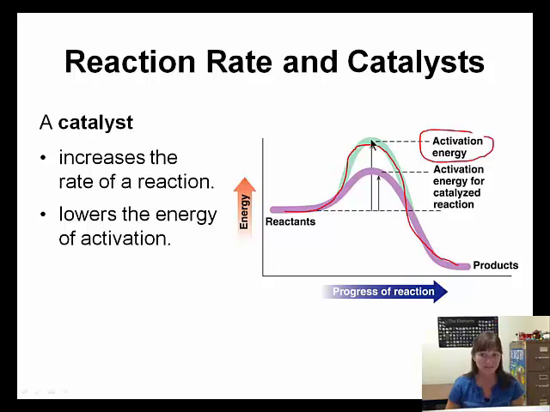You needed this much energy to get the reaction to start. If you put a catalyst in, a catalyst lowers that activation barrier. It lowers the activation energy needed for the reaction to happen. So you can imagine that the molecules don't need as much energy when they bump into each other. So you're going to get more of those reactant molecules going on to become products.